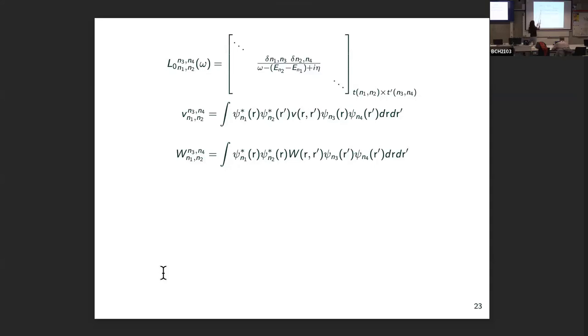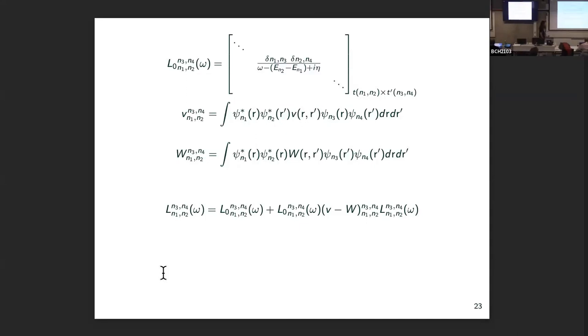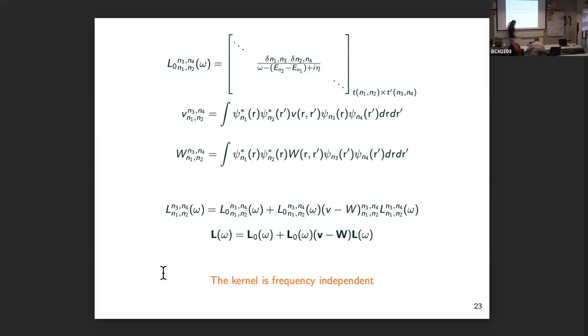We can also compute our matrix elements for V, the Coulomb, and the screened Coulomb interaction in this way, which will also depend on the transitions. And we can rewrite our Bethe-Salpeter equation in this way. Now, to make things easier, let's forget about all the indexes, and since we know that they are matrices, we can write it this way. And something that comes up here is that by doing this change of basis, we get rid of the frequency dependence in the kernel. We only have a dependence on omega in L0. This is something that we like, because when we are simplifying the problem, we don't have to calculate the kernel for all frequencies.